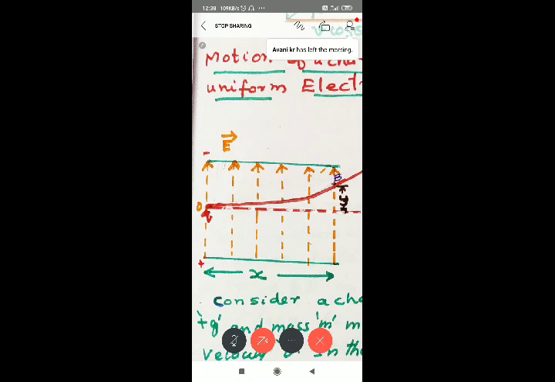y equal to uy into t plus half at square. uy means the initial velocity along the y direction. What is the initial velocity of the particle in the y direction?